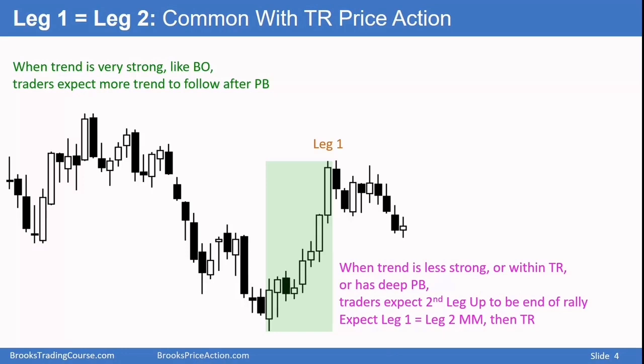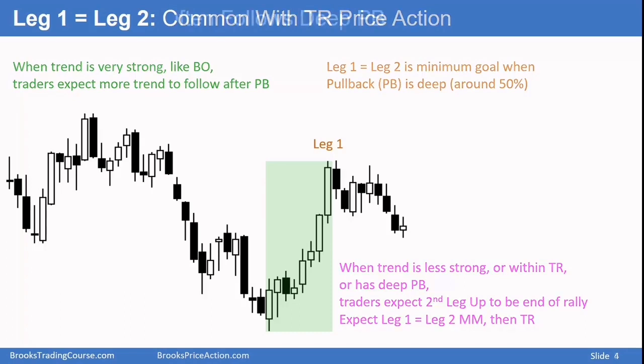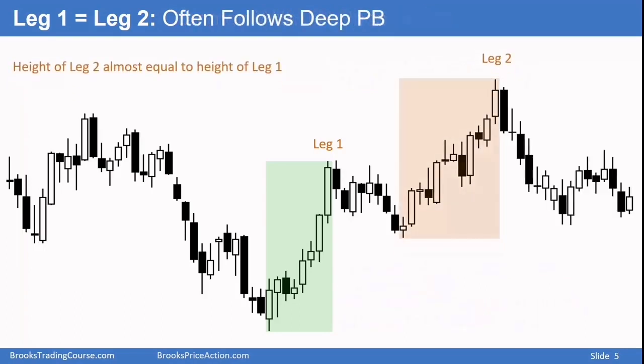In general, the leg 1, leg 2 measured move target is the minimum goal after a deep pullback like this, and the market could continue up much further. This is the height of the first leg, pullback. Height of the second leg did not quite reach a leg 1, leg 2 target. Bulls hoping to get out there, when they saw this, they changed their minds and they got out here or here. And here, the final bulls gave up.